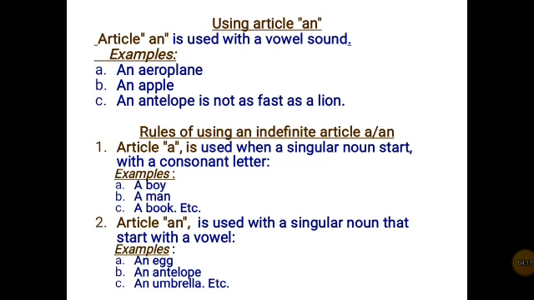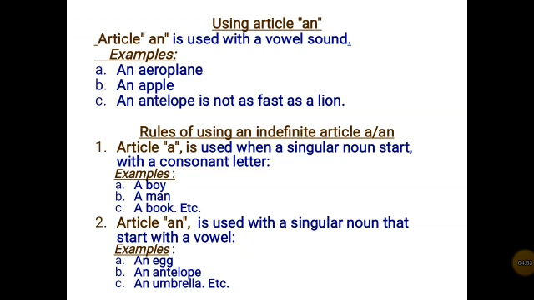Now, for example, an aeroplane. Aeroplane is spelled A-E-R-O-P-L-A-N-E. A is a vowel letter, therefore we use article an. An apple. A in apple is a vowel letter, therefore we use article an. An antelope is not as fast as a lion. Antelope here started with A, a vowel letter, therefore we are going to use article an.